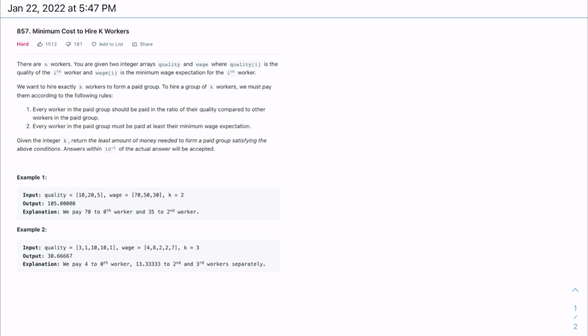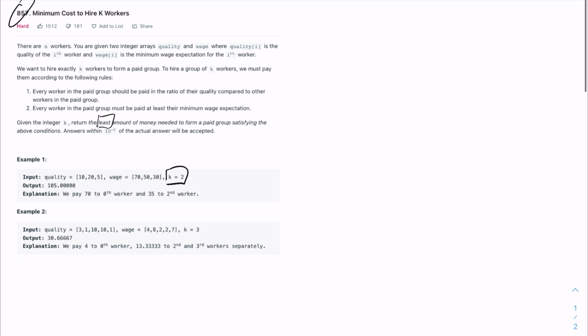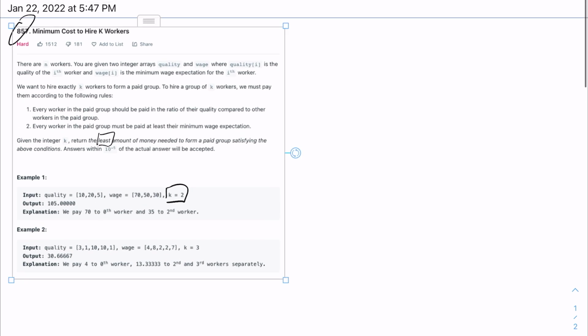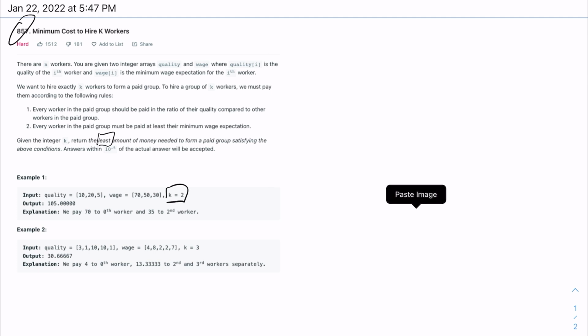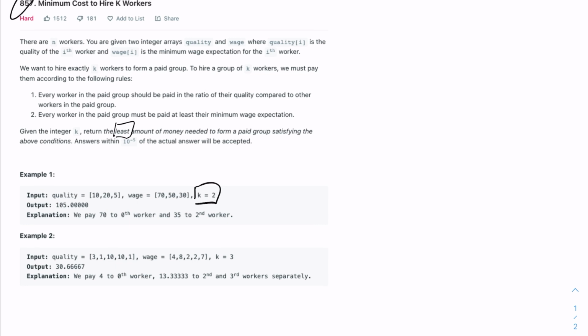Today I'm going to talk about question 85 on LeetCode. Here we're given a quality and a wage array for each worker, and we're also given a number k, which is the amount of workers that we need. The goal is to find the least amount of money needed to pay a group of k workers to satisfy these two conditions: we need to pay at least the minimum wage, and each worker is paid by the ratio of the quality array.